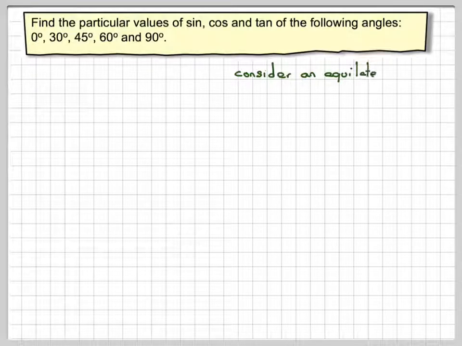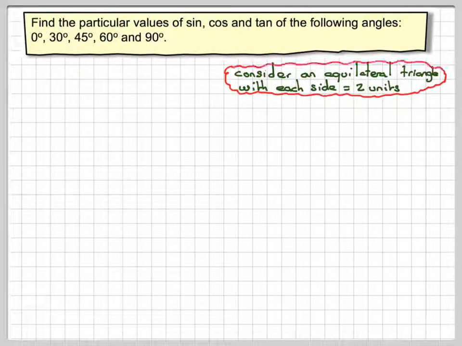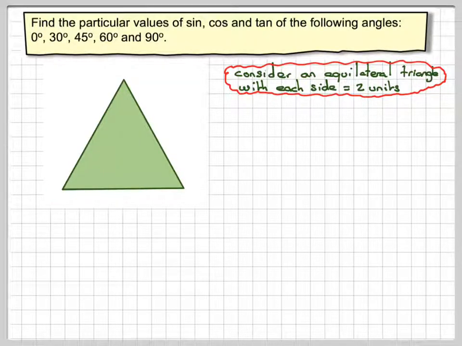Now consider an equilateral triangle. An equilateral triangle means that all the angles are the same and all the sides are the same, but we have to make the sides 2 units. So drawing a diagram, ABC, each of these sides is going to be 2 units.